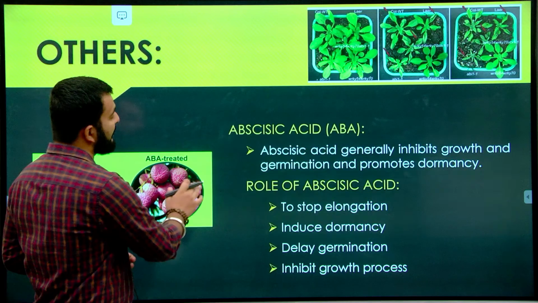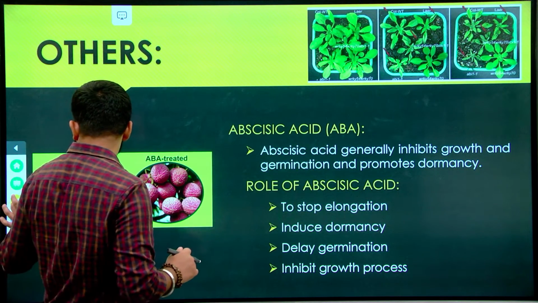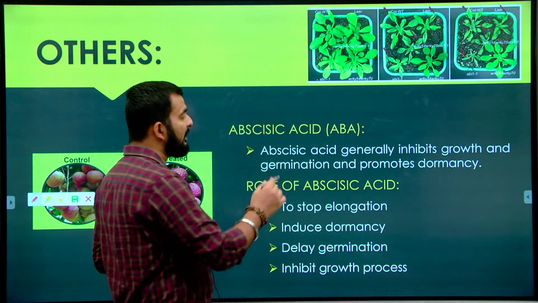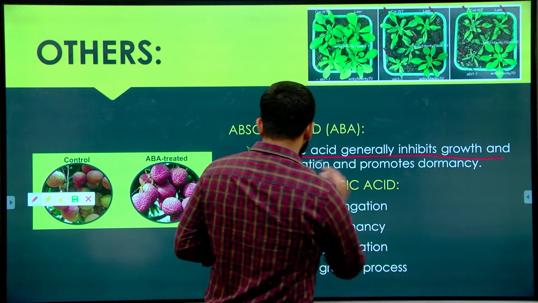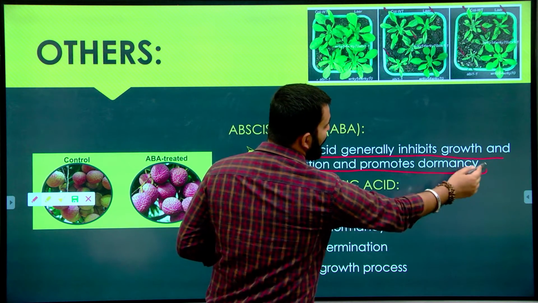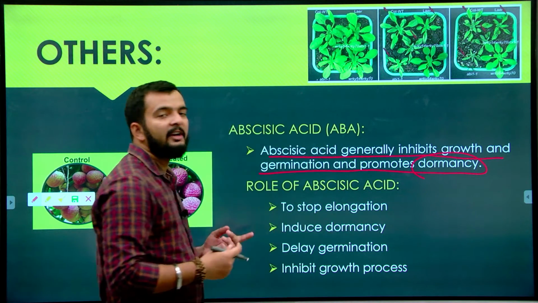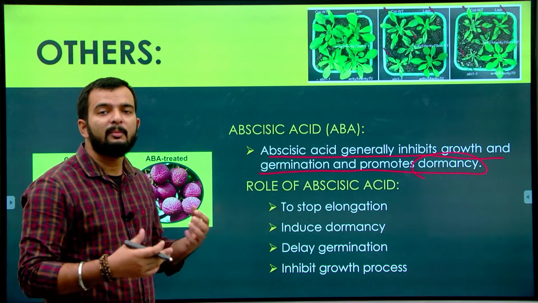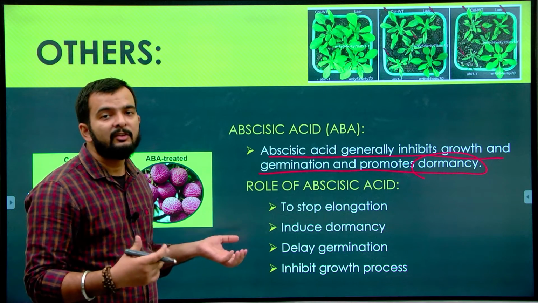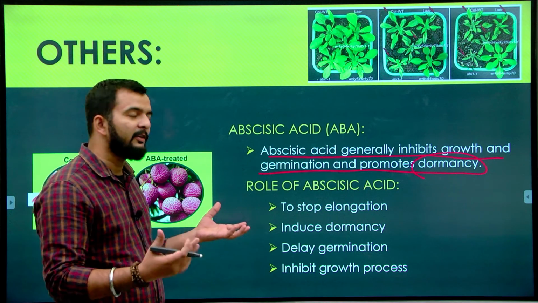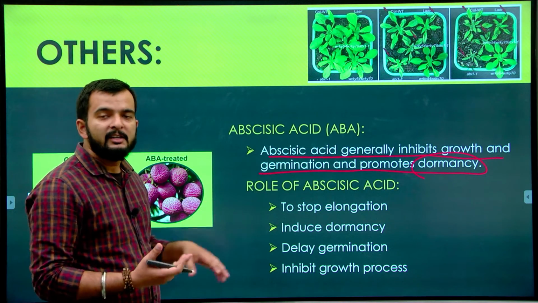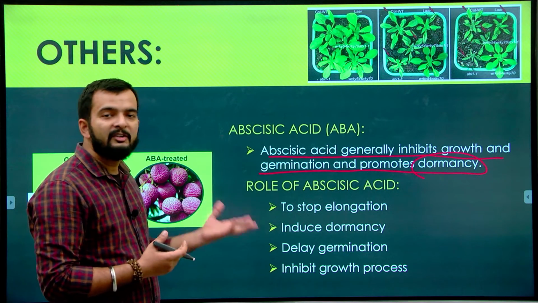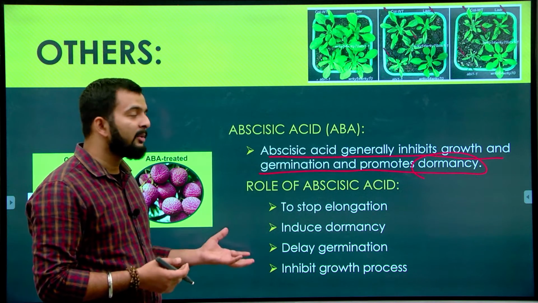Then we have, under the other category, abscisic acid. Abscisic acid generally inhibits growth and germination and promotes dormancy. That is, it will prevent growth and germination, and promote dormancy, so your buds will not sprout. In the case of a plant, it will not branch out so easily; your buds will be dormant, your fruits will be dormant.